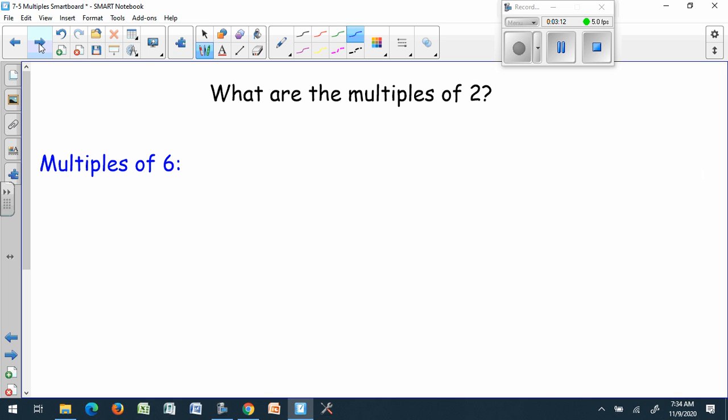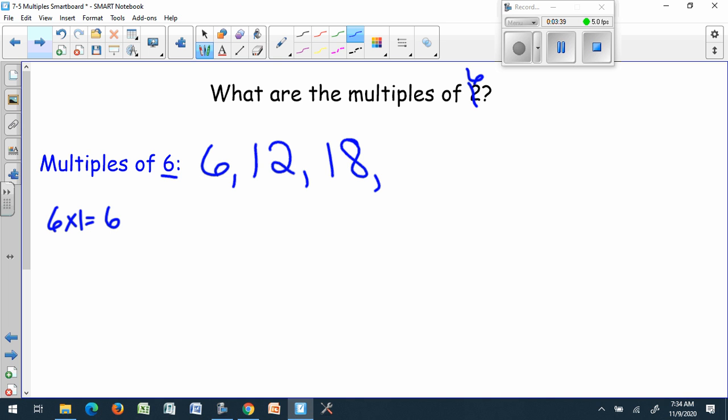Okay, so let's talk about the multiples of 6. Okay, we're going to think about starting at 6 times 1. And that gives me 6, and I know my first multiple is always going to be that number, always, because it's that number times 1. Then I'm going to say 6 times 2 is 12. 6 times 3 is 18. 6 times 4 is 24. Can you give me the next 3 multiples of 6? Write those down in your notebook, pause the video, and tell me the next 3 multiples of 6.